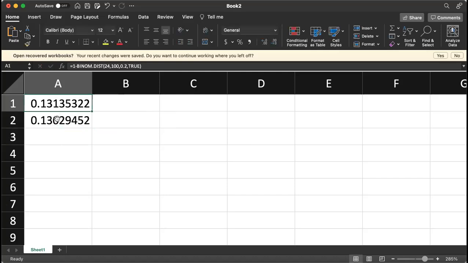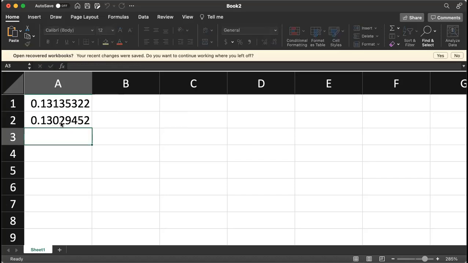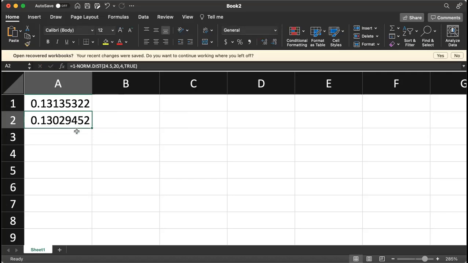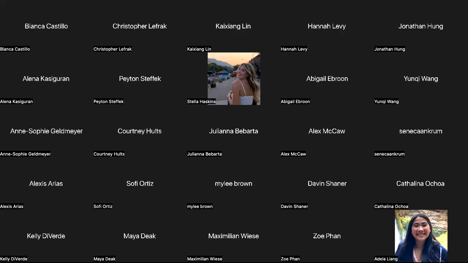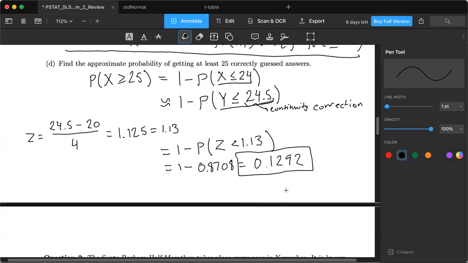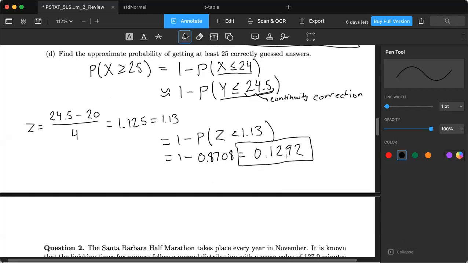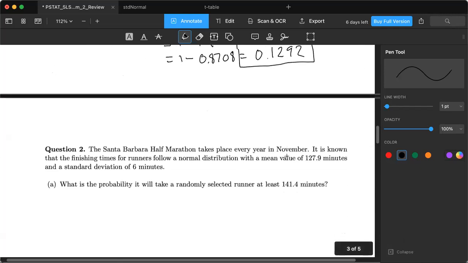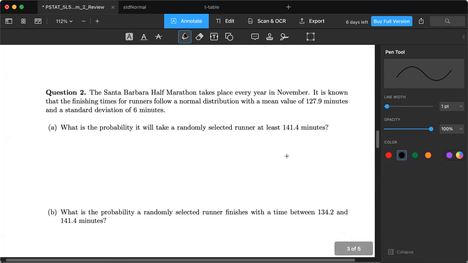And you can see these are really close, 0.131 and 0.130. And why this answer here is not the exact answer that we got for this problem, if I switch back now my share to the screen, it's because of this rounding here. We went from 1.125 to 1.13, so that rounding actually made our answer a little bit different, but still pretty close to 0.13. Okay, so that is the binomial approximation problem.